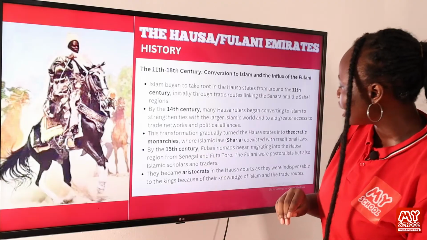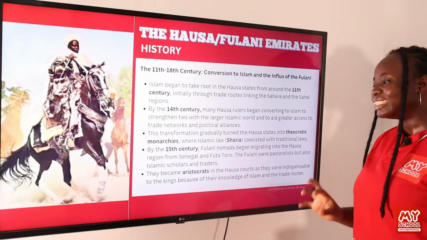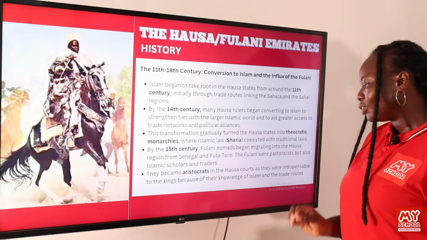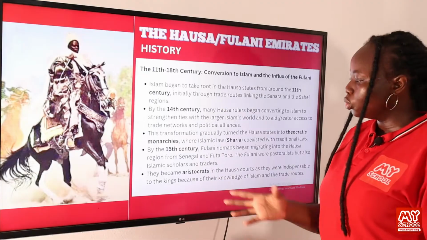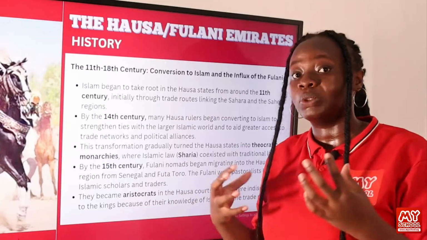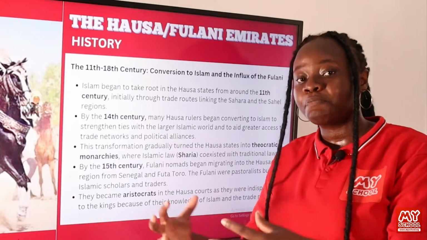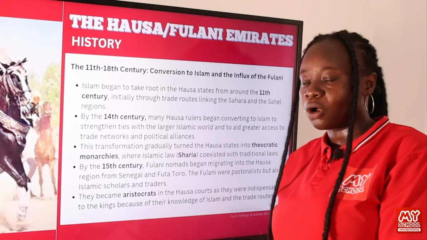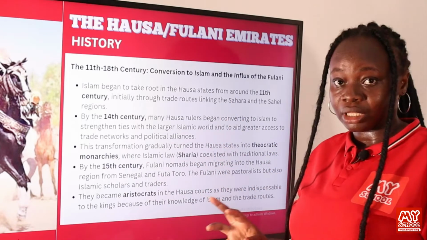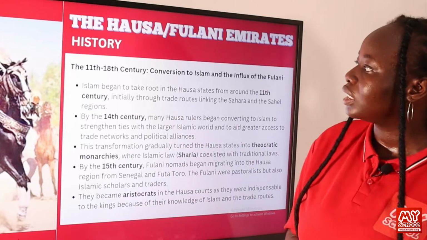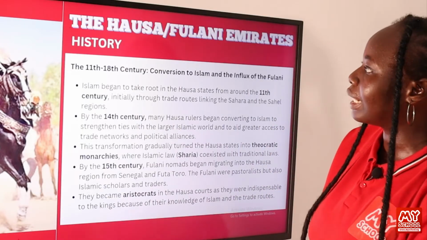So they became aristocrats in the Hausa courts, as they were indispensable to the kings because of their knowledge of Islam and the trade routes. So the Hausa kings could not do without the Fulani scholars. They were given places of honor in the Hausa courts. So this is also very important to note as we move on to the next century. Now let's move on to the next slide.